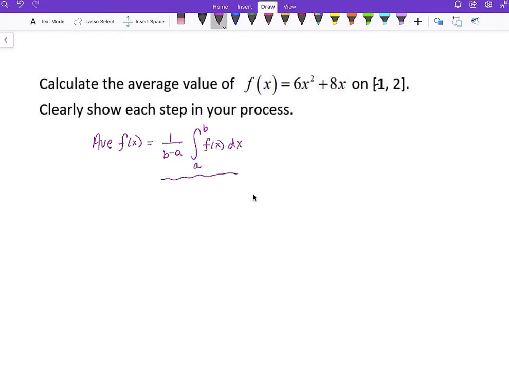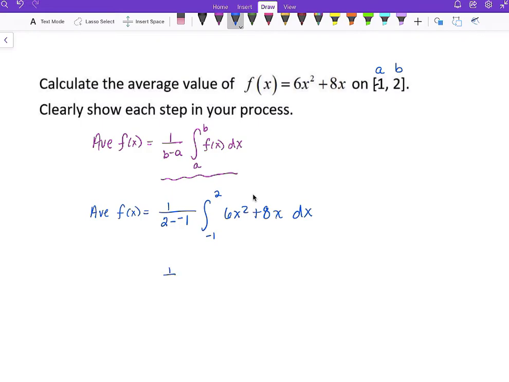So our average for our given function is going to be 1 over, and then we're going from -1 to 2. So -1 is our a and 2 is our b, so we just want to find the difference between those x values. So we're going to have 2 minus -1. We're going to integrate from -1 to 2, and our function is 6x squared plus 8x dx.